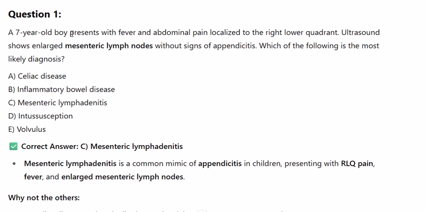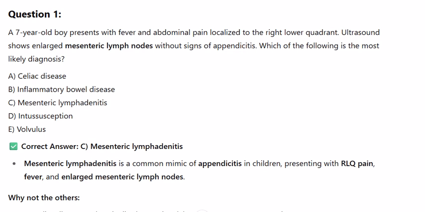Question 1. A 7-year-old boy presents with fever and abdominal pain localized to the right lower quadrant. Ultrasound shows enlarged mesenteric lymph nodes without signs of appendicitis. Which of the following is the most likely diagnosis? A. Celiac disease. B. Inflammatory bowel disease. C. Mesenteric lymphadenitis. D. Intussusception. E. Volvulus. Correct answer, C.